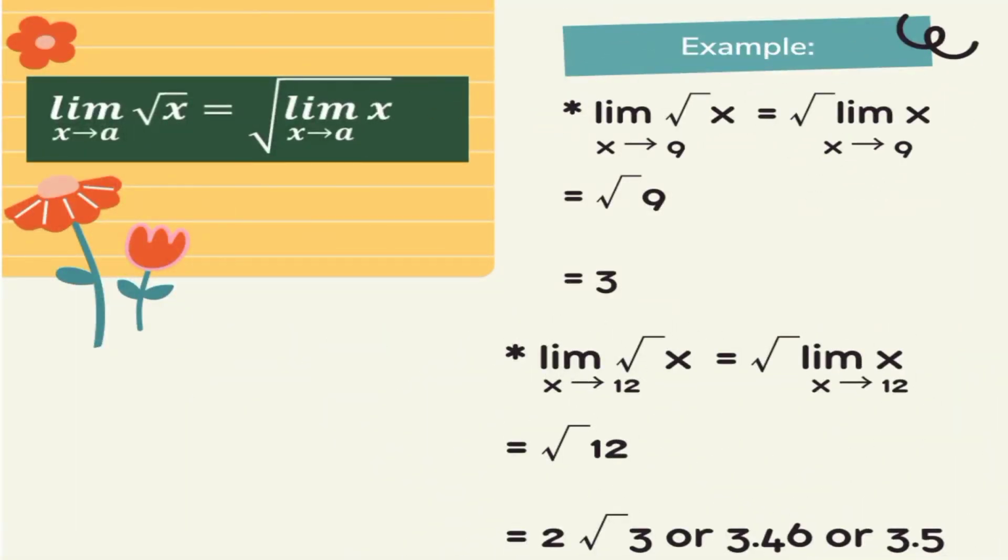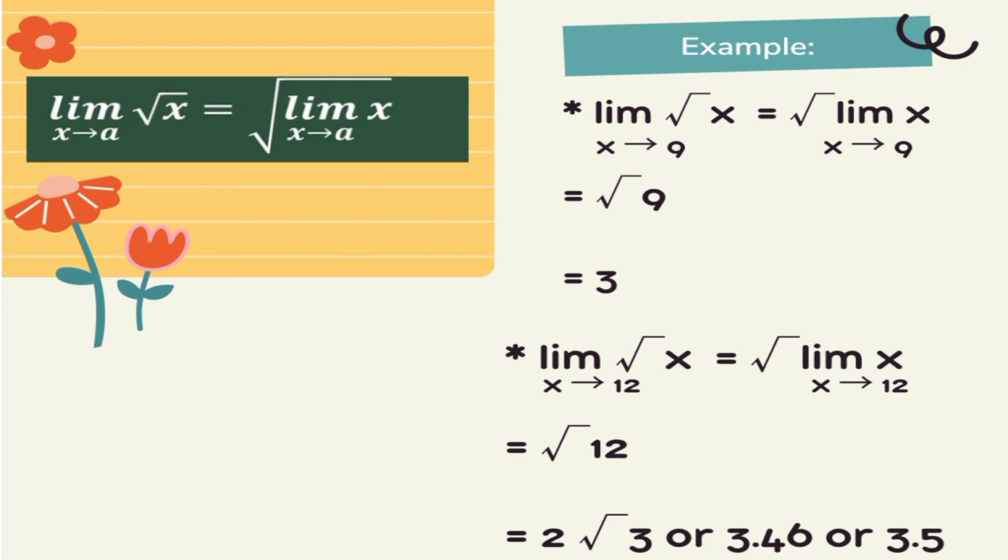For our example, we have the limit of the square root of x as x approaches 9. Applying theorem number 8, the radical rule, that would be the square root of the limit of x as x approaches 9. In this part, we apply theorem number 2, so we get where x approaches, which is 9. So we bring down 9, and we bring down the square root symbol also. So the square root of 9 is 3.